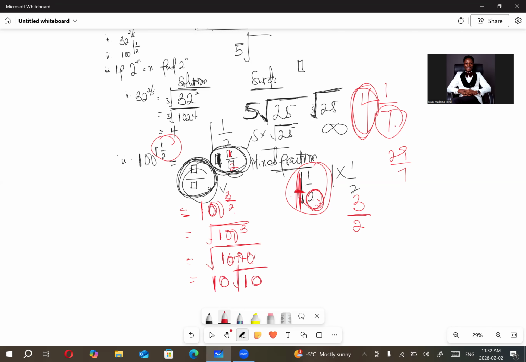Maybe you are wondering, what if there is no calculator? How will I get this 10 root 10? When we are treating surds, you learn all these techniques. Can we move on?